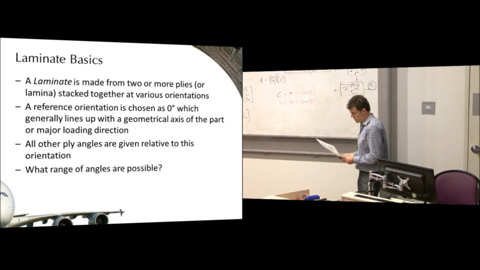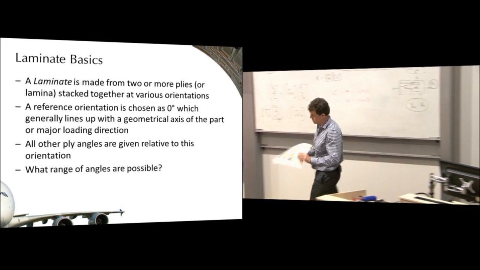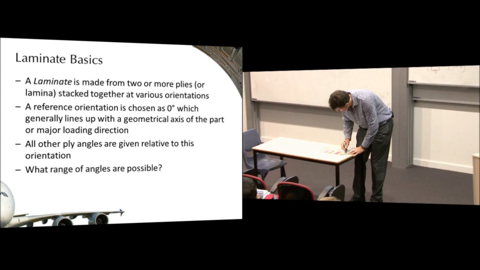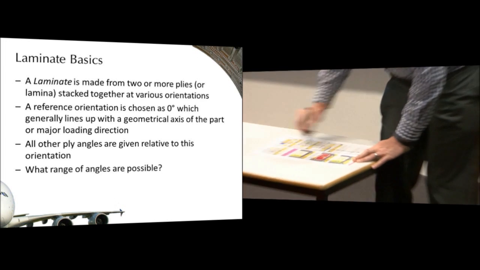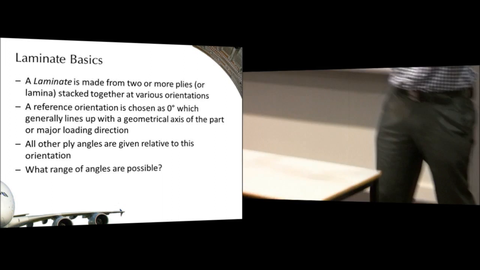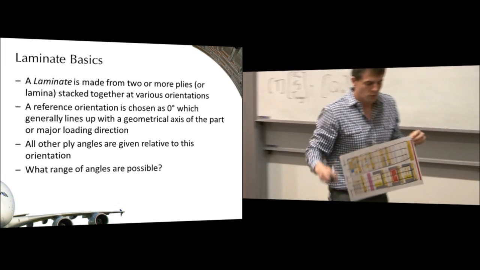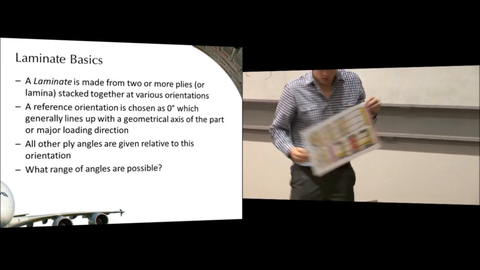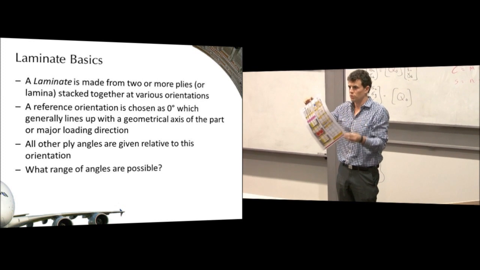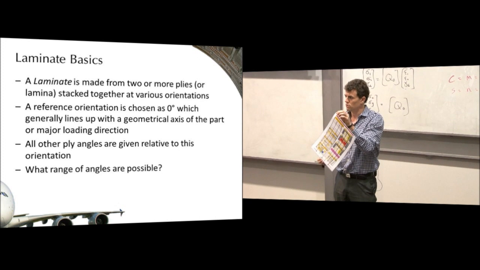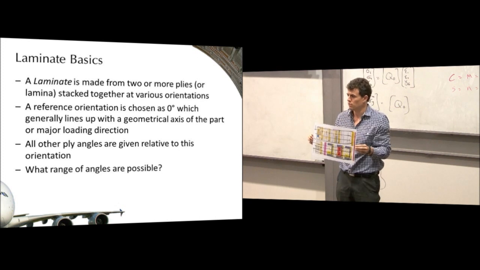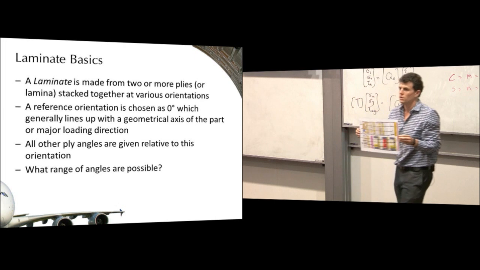Now, if I had a unidirectional material, and I can draw on this because I know I can rub it off. Okay, so say that's my 0 direction. What angles could I specify for angles of that ply? If I'm rotating it around, what angles could I go through? There's 360 degrees in a full rotation, but do I need the full 360 to specify?